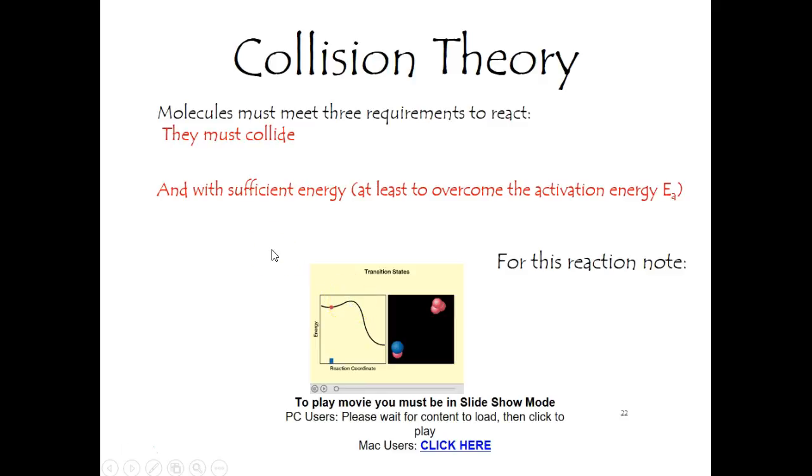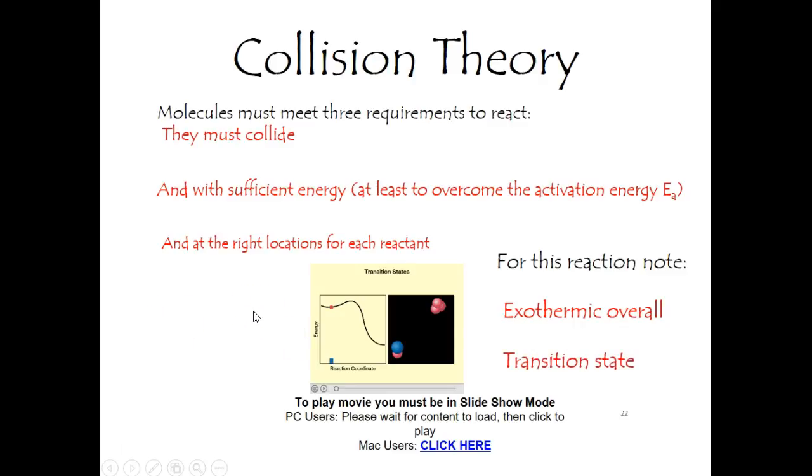And third, not all collisions are effective. They have to collide in the right locations. There must be a specificity to this collision that is the desired sort of collision, and that depends on the reaction mechanism. For this reaction, note that it's exothermic overall, as they indicated in the video, and that we do have that transition state at which point you have formed an activated complex. This is a little bit about collision theory.